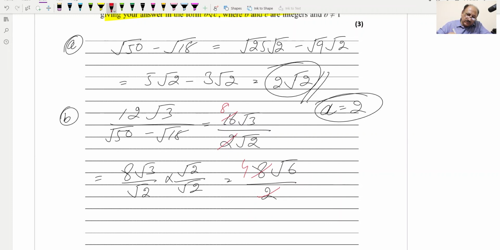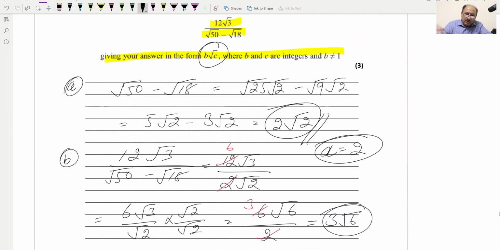This is not 16, basically this should be 12 over here. So I will rectify, this is 12 over here, and after cancellation this will be 6, and we will get 6 over here. I'll change color, so this will be 6, and this one will also be 6, and after cancellation this will be 3, and we will get 3 under root 6. This will be our final answer, which they are saying b under root c format.